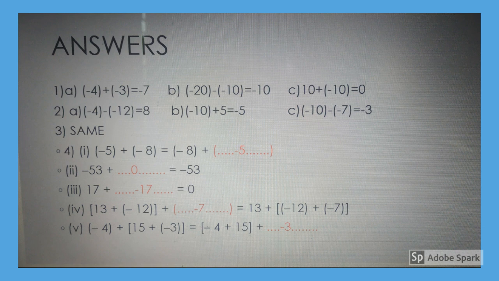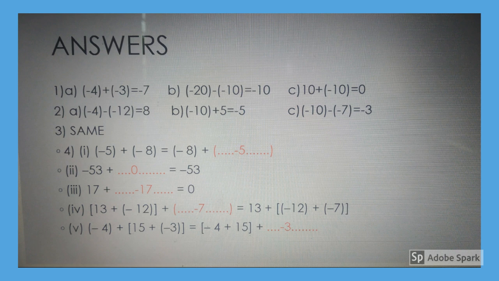Now the third one, 17 plus blank is equal to 0. 17 plus -17 is equal to 0. That is another property. You have learned the additive inverse. The additive inverse you've already learned in 6th grade, but we will teach it in 7th grade, in the upcoming classes, not right now.